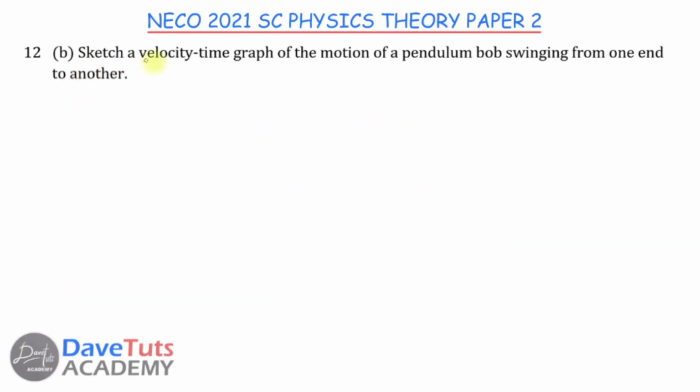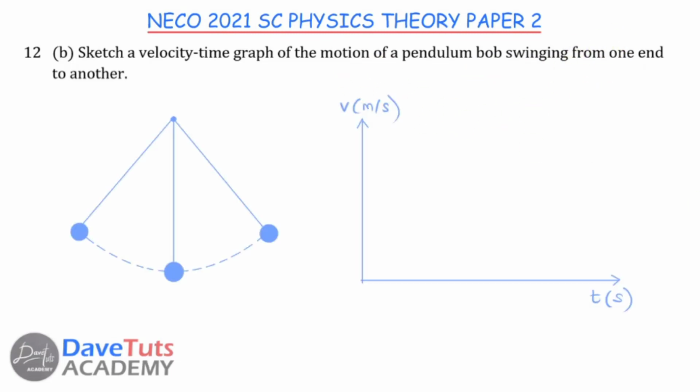Yeah, in this question, we are being told to sketch a velocity time graph of the motion of a pendulum bob which is swinging from one end to another, okay. So if you want to look at that, this is what the movement of that pendulum bob is going to be like. So maybe you can say here it's just fixed, okay, and then the bob is swinging from left to right, left to right, left to right.